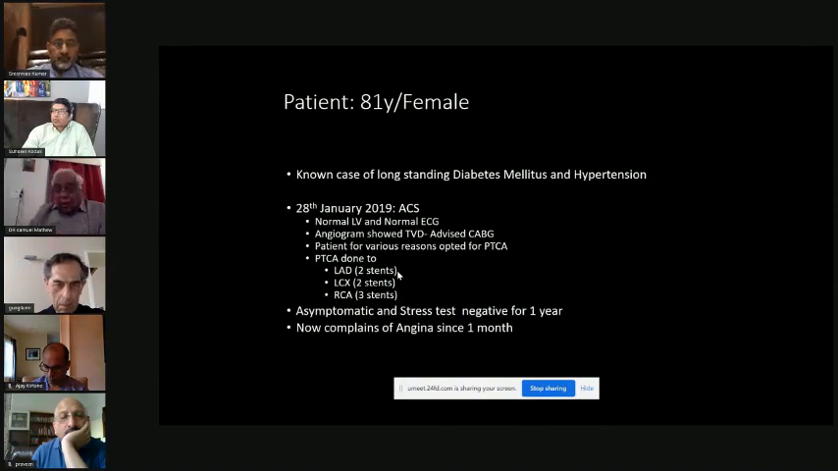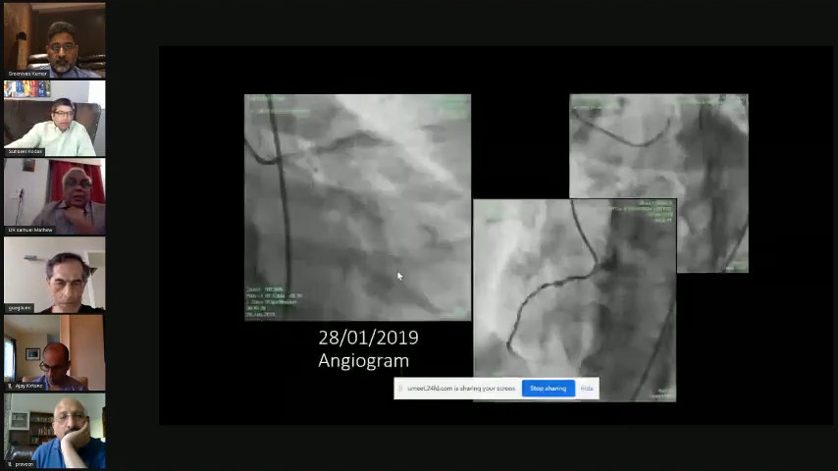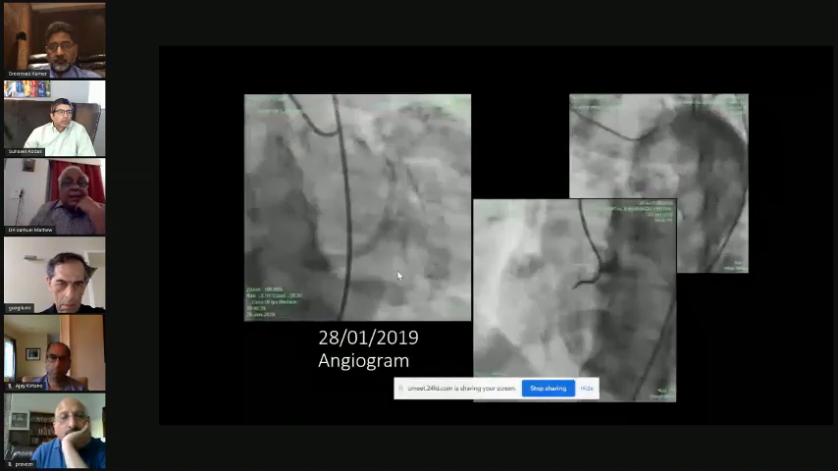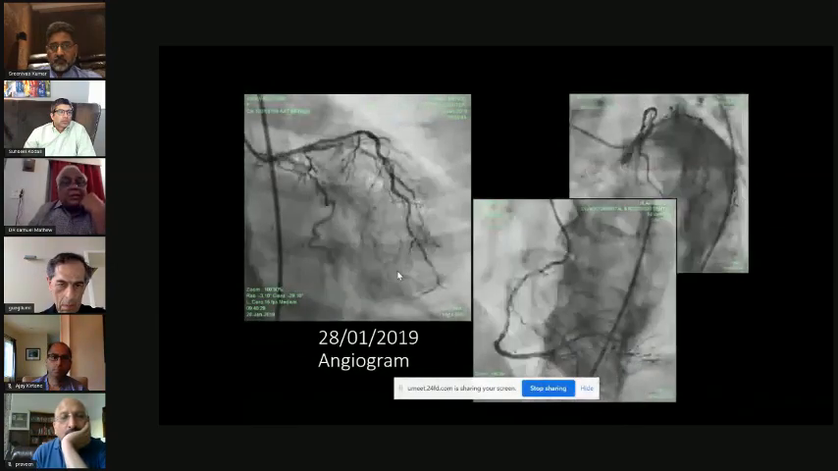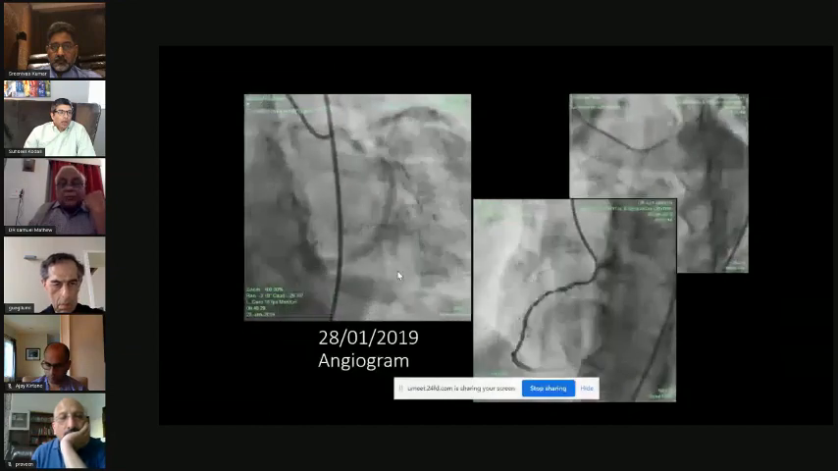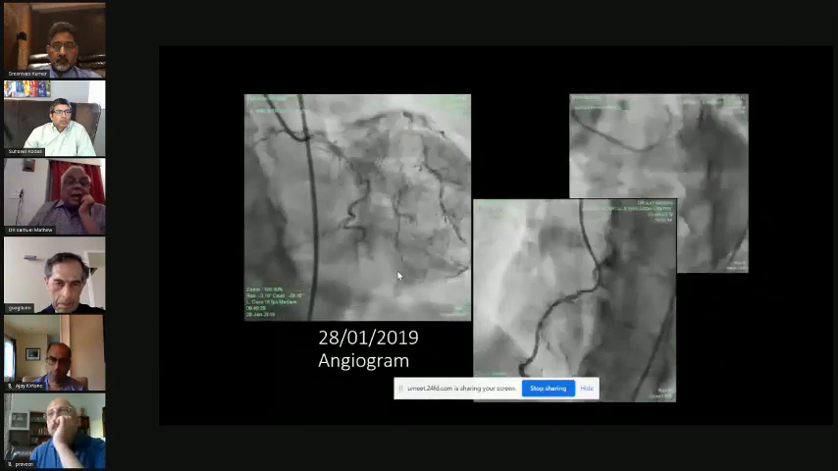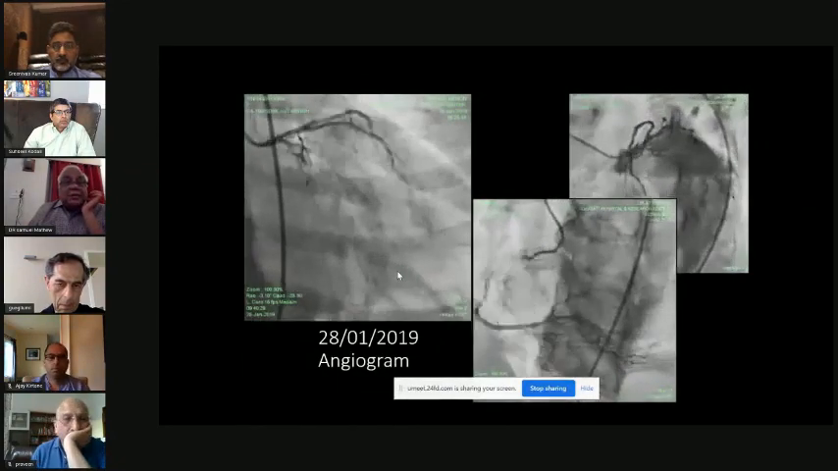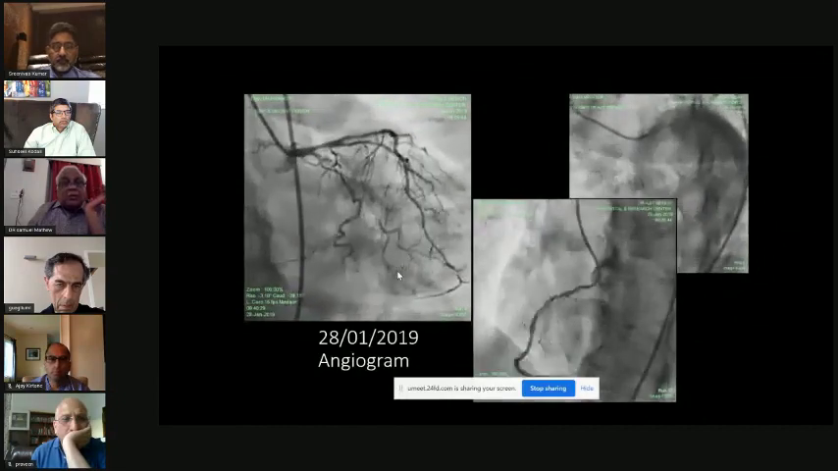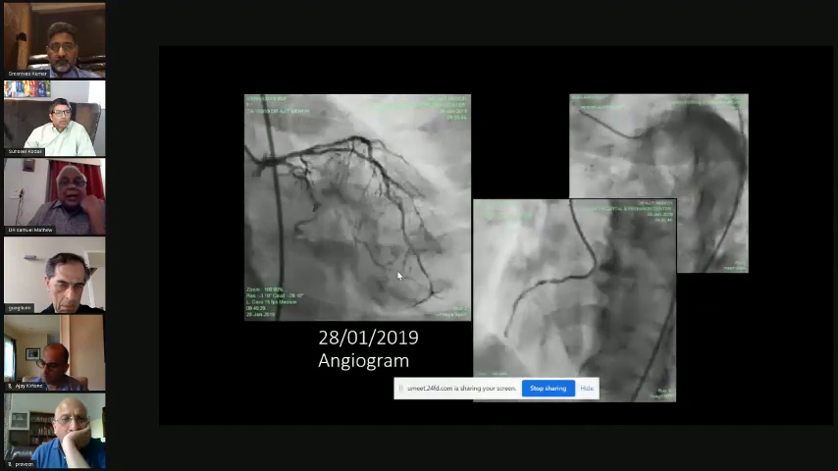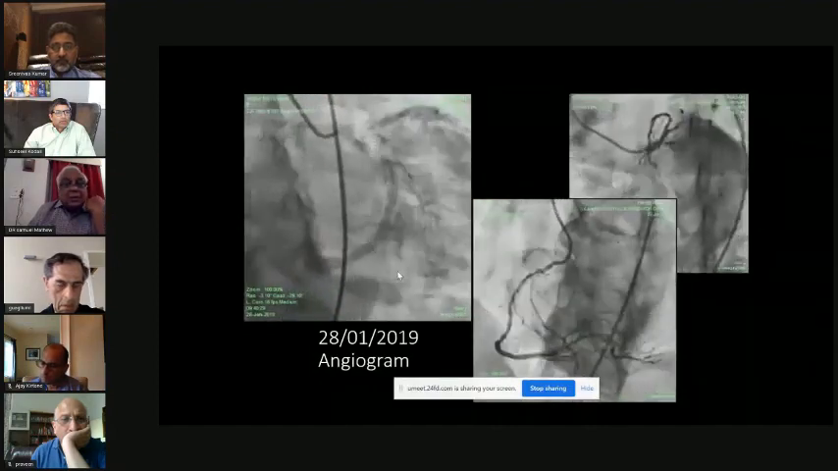Now we have started using more and more other devices, especially lithotripsy. A very, very interesting case we came across, which we did for India Live 2019. There's a patient who had multivessel disease, circumflex total, RCA diffuse disease with multiple narrowings, including the bifurcation, and the LAD had long segment calcified disease. Rotablator was used for both circumflex and LAD and got a reasonable result in 2019.